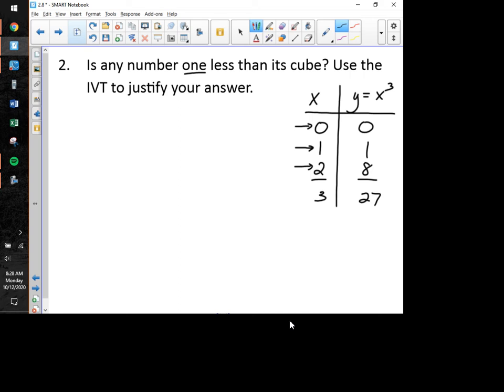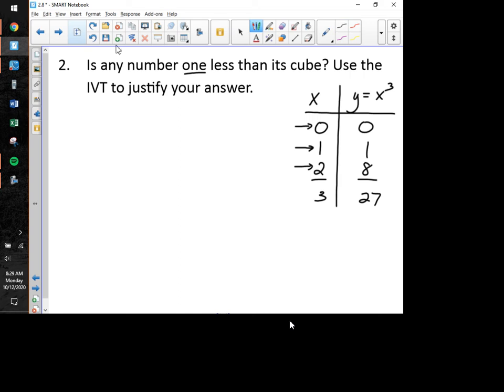Oh man, and that number's 24 less than its cube. So that didn't work either. Okay, so we were not able to find an integer, or really any number for that matter, that was exactly 1 less than its cube. And that's usually going to be the case, guys. Otherwise, this would be a really boring problem.